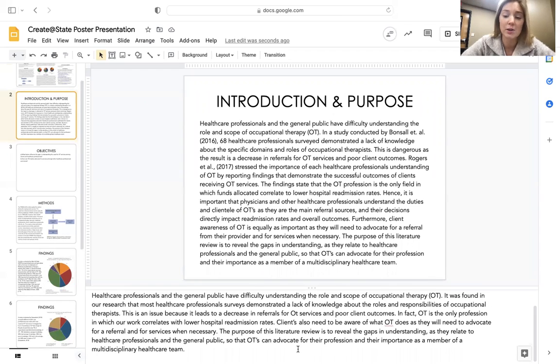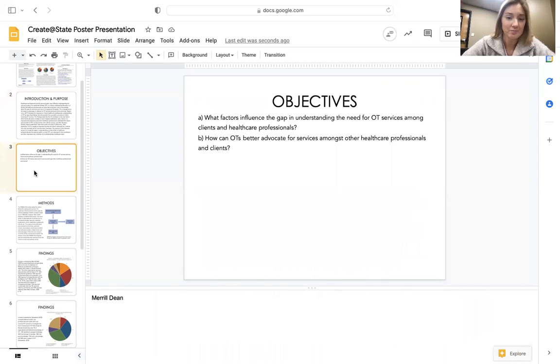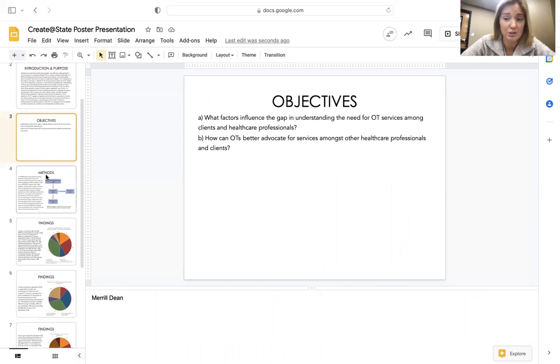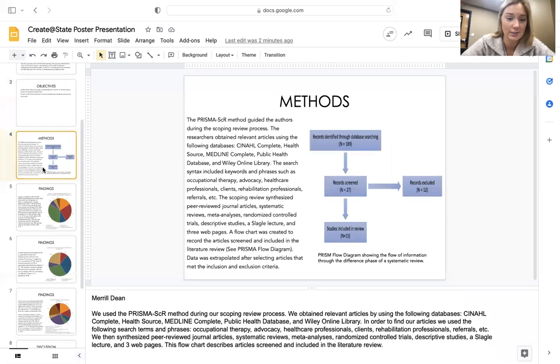Clients also need to be aware of what OT does, as they need to advocate for referral and for services when necessary. The purpose of our literature review is to reveal the gaps in understanding as they relate to healthcare professionals and the general public, so that OTs can advocate for their profession and their importance as a member of a multidisciplinary healthcare team. So we have two objectives. The first is what factors influence the gap in understanding the need for OT services among clients and healthcare professionals. And the second is how can OTs better advocate for services amongst other healthcare professionals and clients.